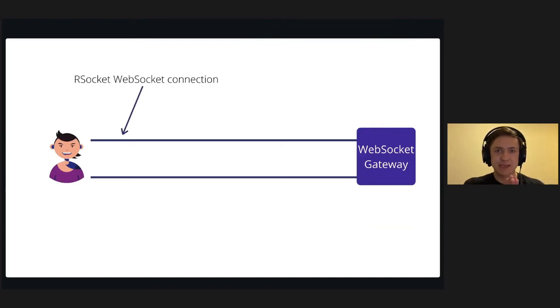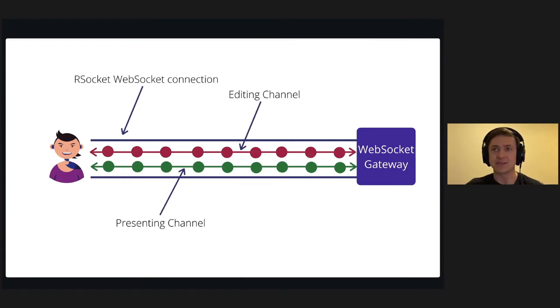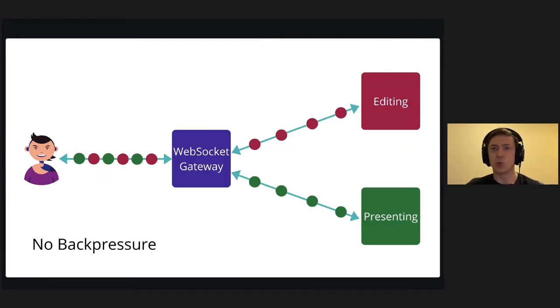And in that case, let's dive a bit deeper. We can see that Bob just established an RSocket connection using WebSocket as a transport to the gateway. And within that particular WebSocket connection, Bob can establish multiple channels. For example, a channel for the presentation backend and a channel for the editing service. RSocket takes care of creating and managing these channels and ensuring the order of messages within them. And what's really important, and essentially critical for this architecture, is that every single channel has its own back pressure. But what does it give us exactly? And why did we essentially choose RSocket over any other protocol?